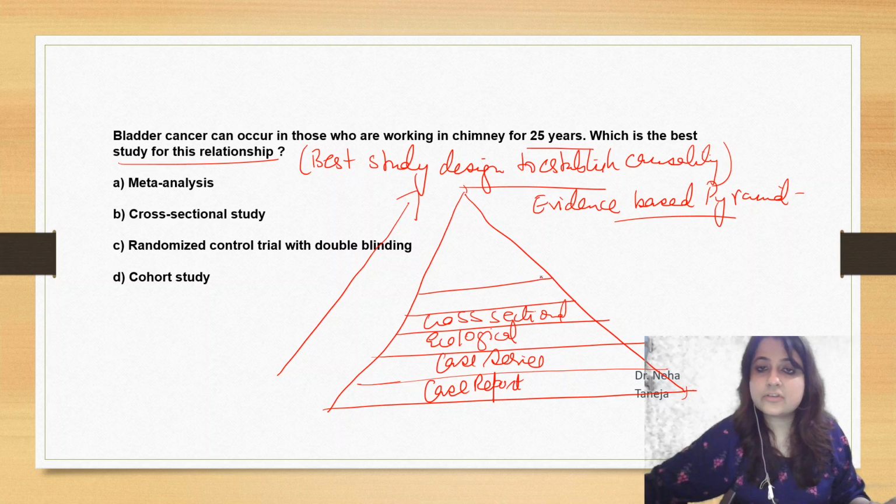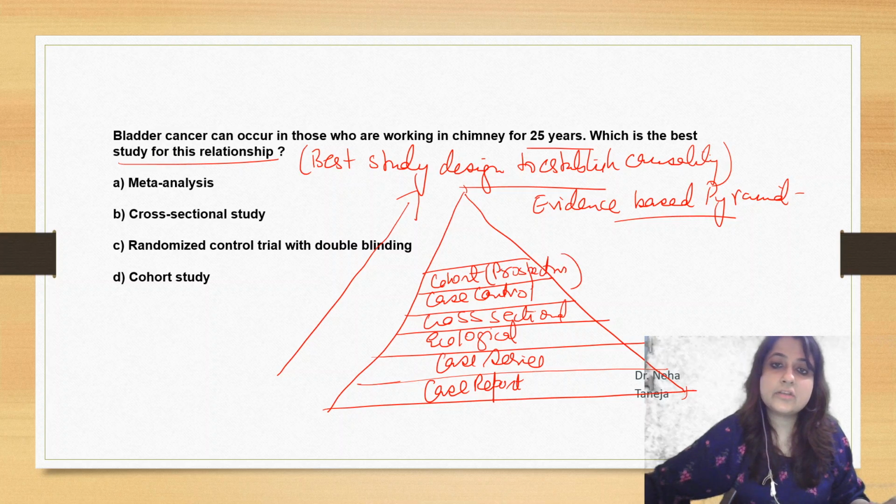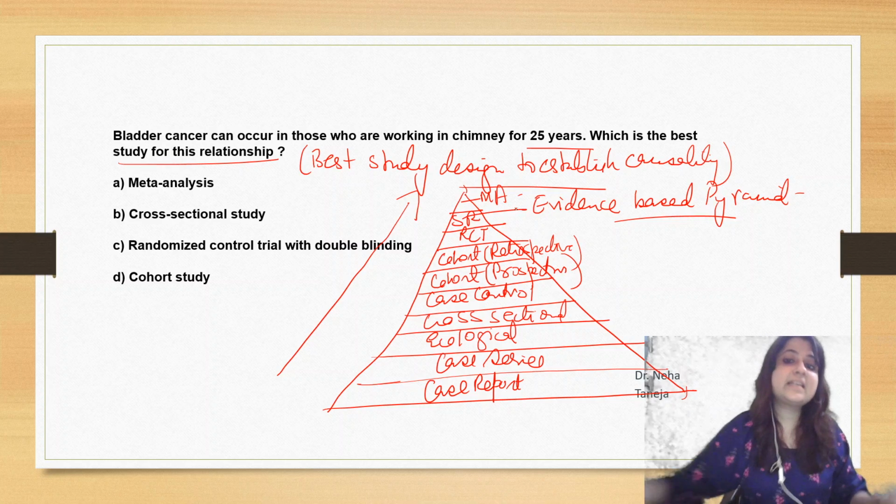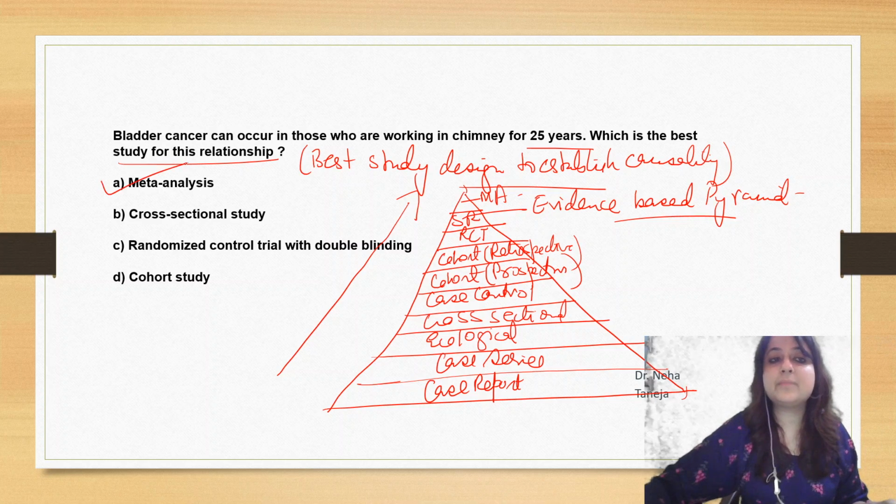After this cross-sectional study design, it is case control study design. Then it is cohort, maybe prospective. Then it is your cohort retrospective. After retrospective cohort, here you have RCT. After RCT, systematic review and meta-analysis. So the best study design to establish causality is meta-analysis.